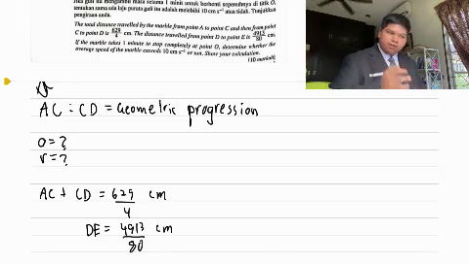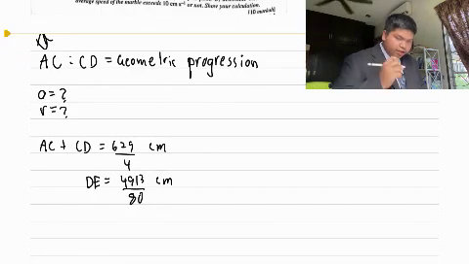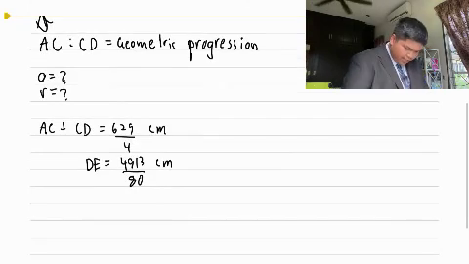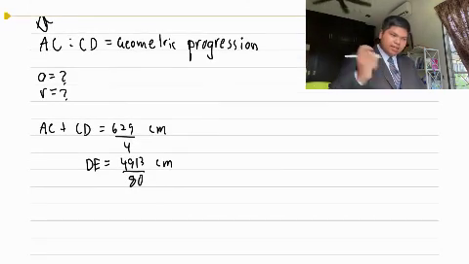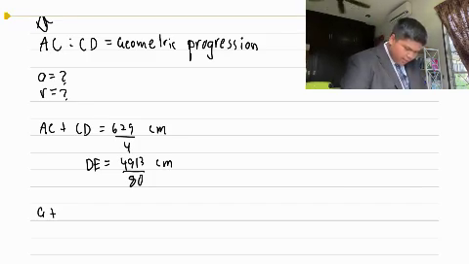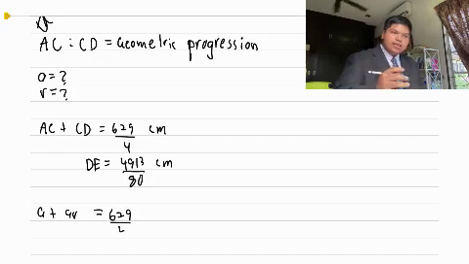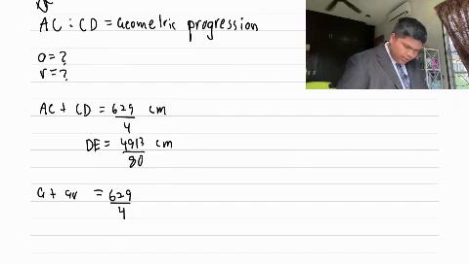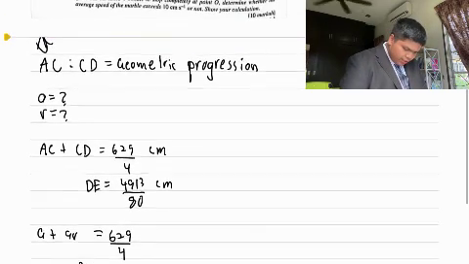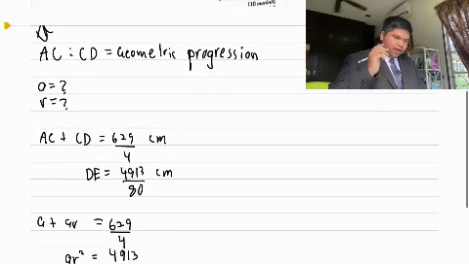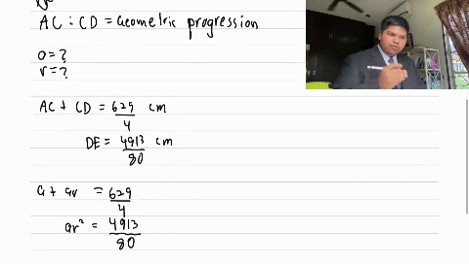Now, we have to express all of this just like we would a geometric progression. So, AC, as it is the first time the marble is released, is the first term, or otherwise known as A. So, A plus CD is the second time it goes through the tube, thus it is the second term AR. So A plus AR is 629 over 4. Next, DE is the third term, meaning that it is AR square. AR square is 4,913 over 80. And now we have to figure out the unknown values being A and R.